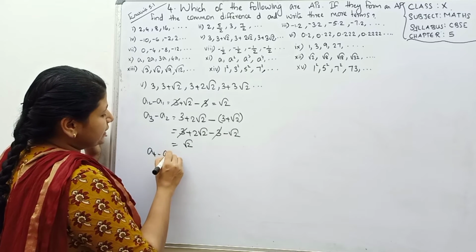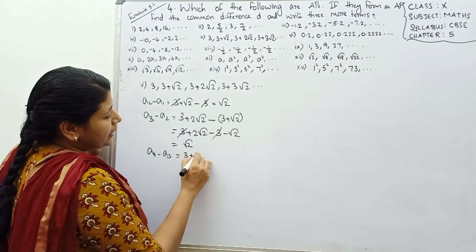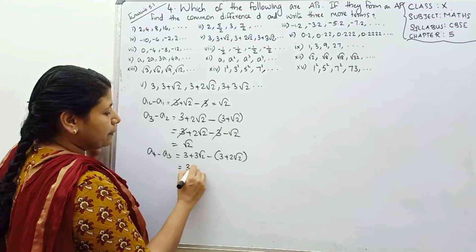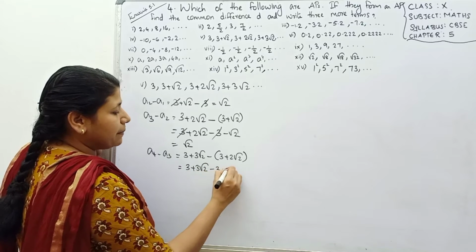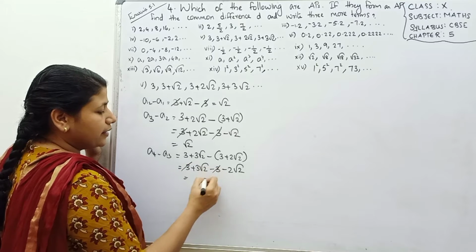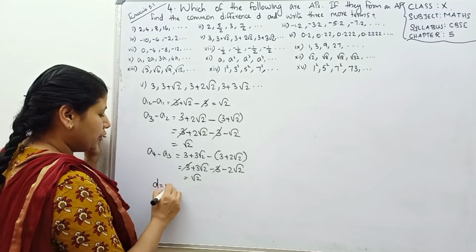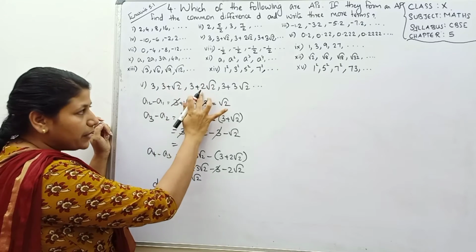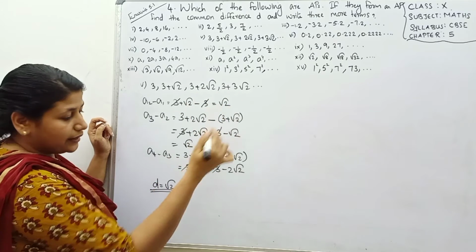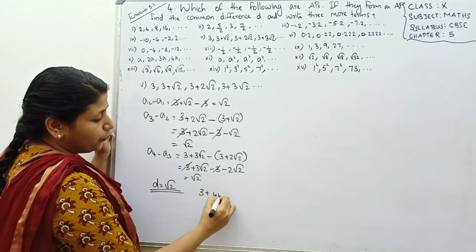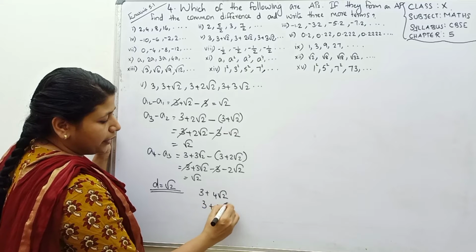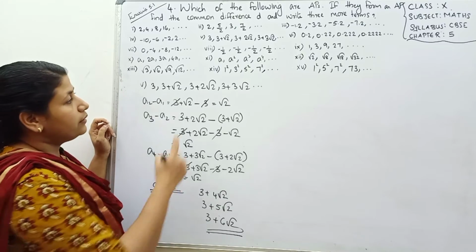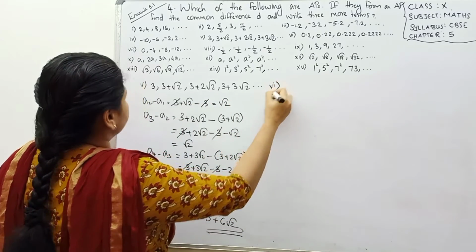Then A4 minus A3. That is 3 plus 3 root 2 minus 3 plus 2 root 2. Here also 3 plus 3 root 2 minus 3 minus 2 root 2. That is here also root 2. So our common difference is root 2 and we can write the next terms as 3 plus root 2, 3 plus 2 root 2, 3 plus 3 root 2. Then the next ones will be 3 plus 4 root 2, 3 plus 5 root 2 and 3 plus 6 root 2.